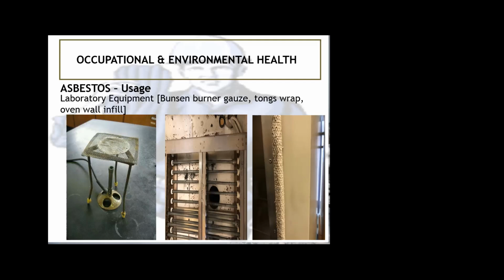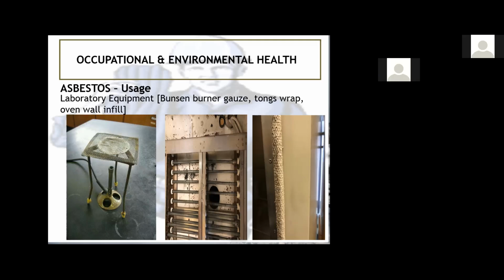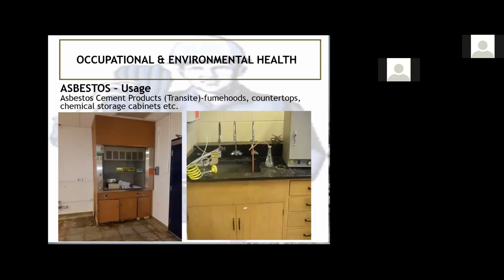And then the other 2 pictures are of an oven from a physics lab, let's say, or a chemistry lab. So ovens would have lining of asbestos. And the third picture is actually the gasket in the oven door. So, other lab equipment, fume hood.